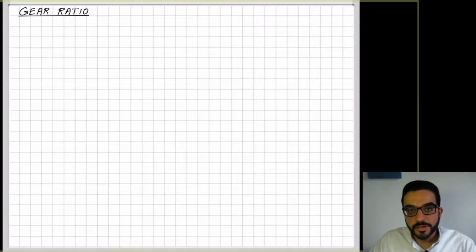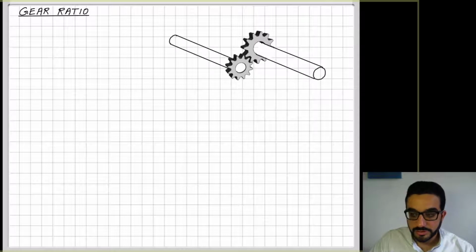Welcome. In this video we will learn about gear ratios. We will explain the concept of gear ratios and the transmission of power between different gears of different radiuses using this example. So we have here two shafts with two gears connecting them. The two gears have two different radiuses, and the right gear will have an input torque.